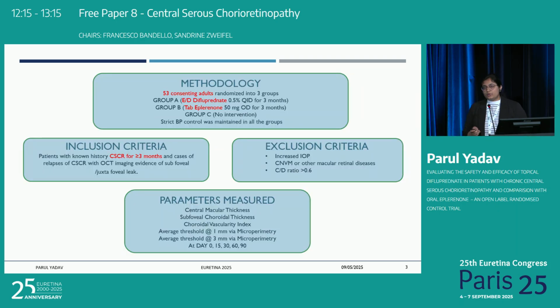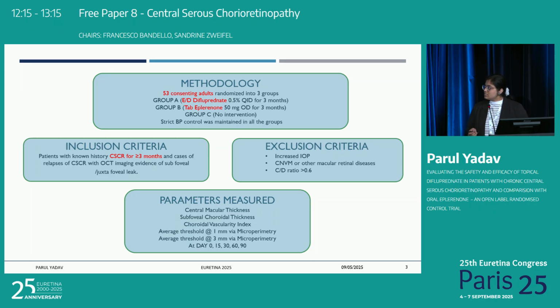So in our study, we recruited 53 adults, and we randomized them into 3 groups. In group A, we gave topical difluprednate 4 times a day for 3 months. In group B, we gave tablet eplerenone for 3 months, 50 mg OD. And in group C, we maintained only strict blood pressure control. The blood pressure control was maintained in all the 3 groups.